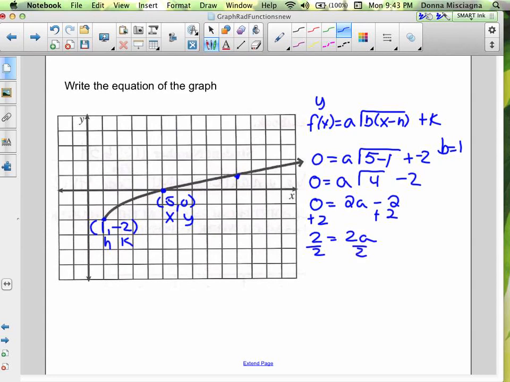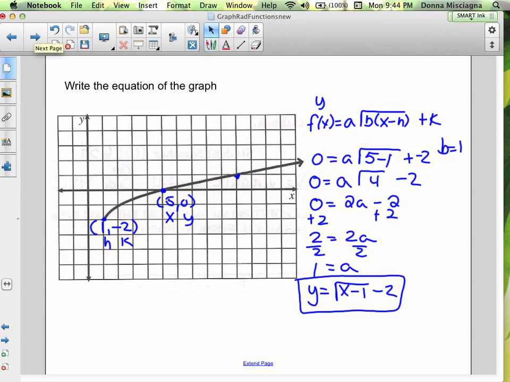1 is a, and so we don't need to plug in 1 for a. So we can just write our equation, y or f of x, whichever. Y equals the square root, right, because a was 1, b was 1, of x minus 1, and then minus 2. And there's our equation. So when a is equal to 1, it's a little easier to see what the equation is, because this will have the exact same shape.